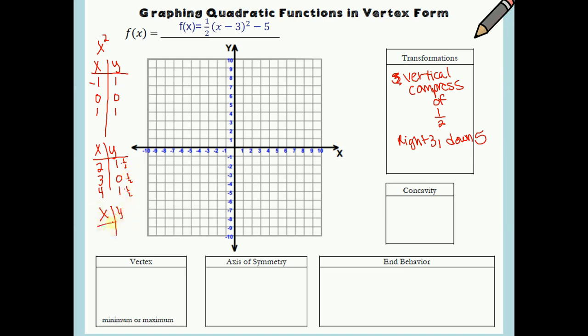So x, y, 2, 3, 4, and then we got a half, 0, and a half. And then I'm going to move down 5, which would take all of these and move them down 5. So 2, negative 4.5 right there. 3, negative 5, and then 4, negative 4.5. Right there would be my graph.